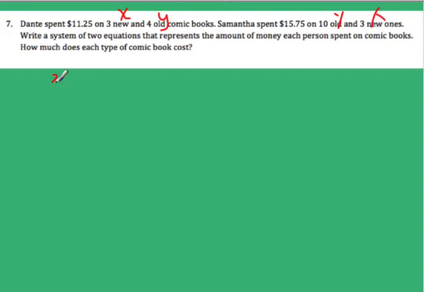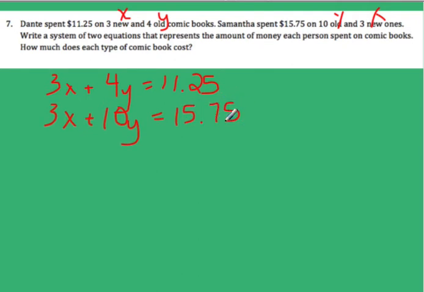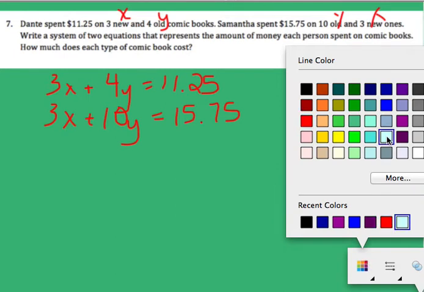So we have 3 new ones at price X plus 4 old ones at price Y, and that's equal to $11.25. Well, then Samantha got 3 new ones at price X and 10 old ones at price Y, and that was equal to $15.75. So now we do have this set up for our system.